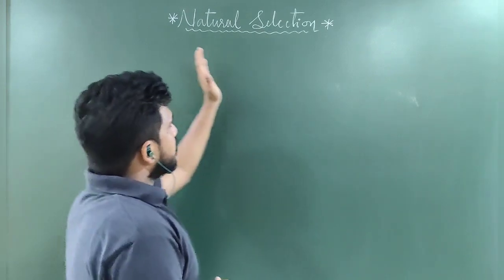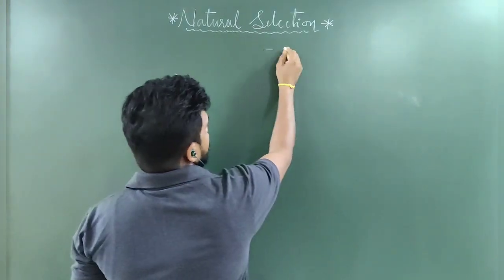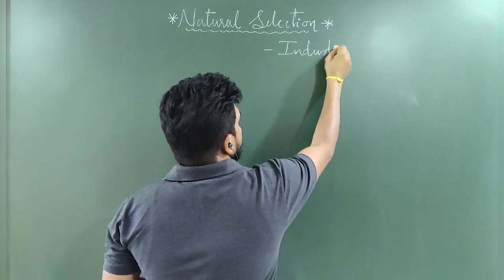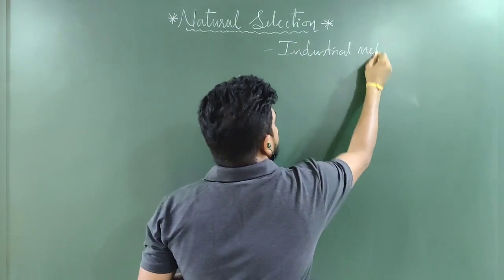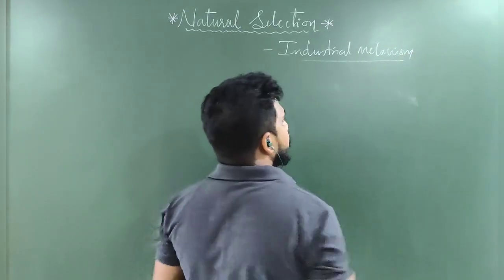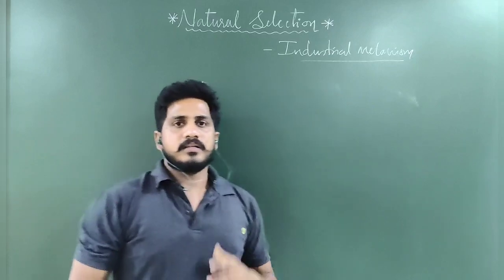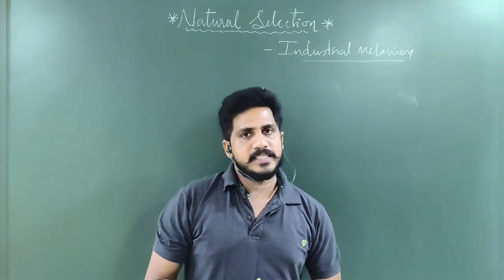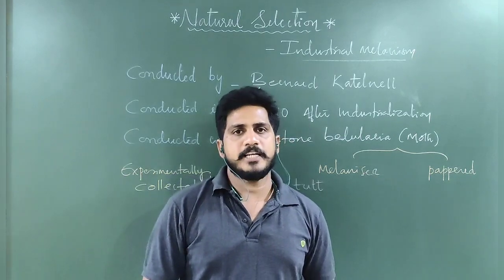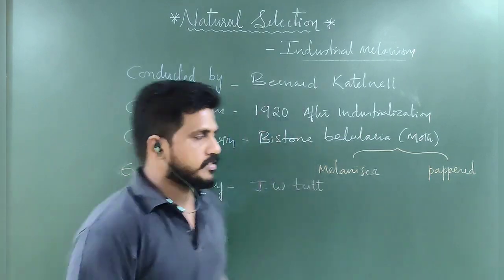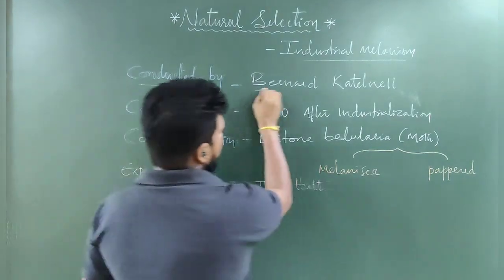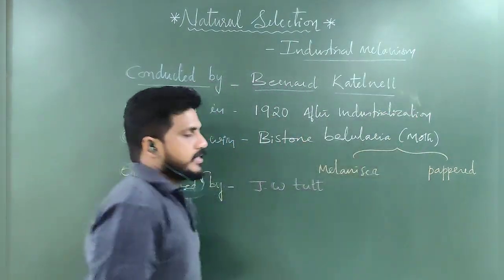In this session, natural selection and industrial melanism is the concept for today. What is industrial melanism? Who proposed it, and when was it contributed by scientists? We will discuss that now. This industrial melanism experiment has been conducted in different aspects. Who conducted it? Bernard Kettlewell is the scientist.